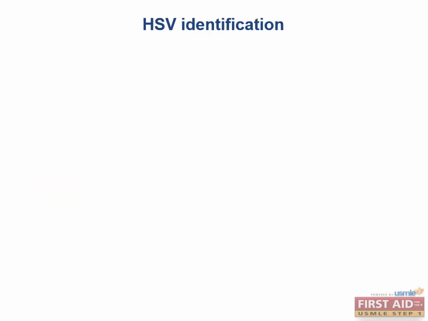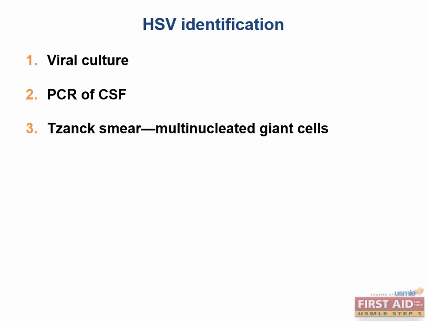Before we move on from discussing herpes viruses, let's go over how we identify herpes simplex virus infections. Remind me, what infections are caused by herpes simplex virus? Well, usually HSV1 causes blisters and ulcerations of the mouth, hands, and eyes, while HSV2 causes blisters and ulcerations in the genital region. Very good. There are 3 ways in which we can diagnose herpes simplex virus. We can diagnose it with a viral culture, a PCR, or a Tzanck smear.